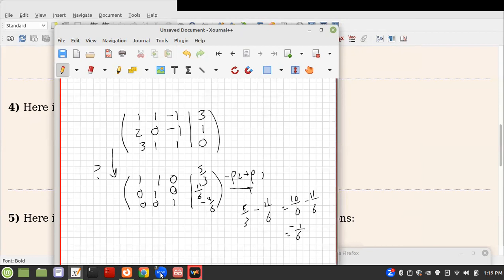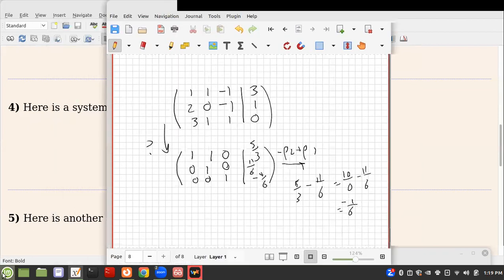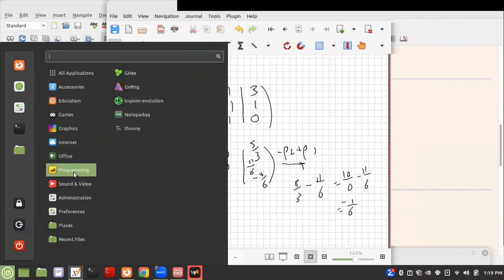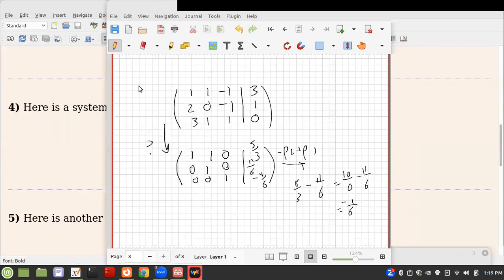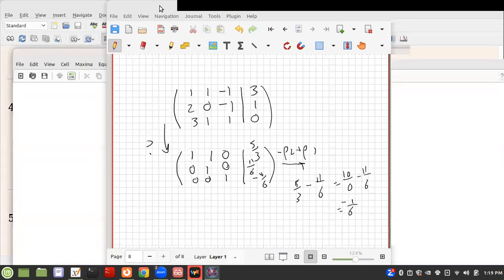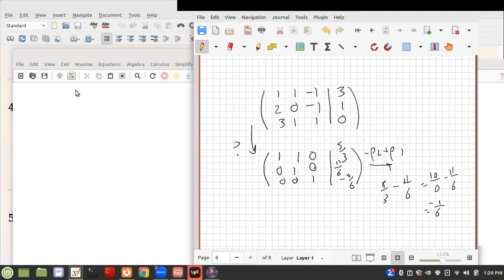I should point out that there is an application on Vera Virtual called wxMaxima. If you put in 5/3 minus 11/6, it gives you the answer not as a decimal number, but it reduces the fractions. So you can use this to do all your fractions.